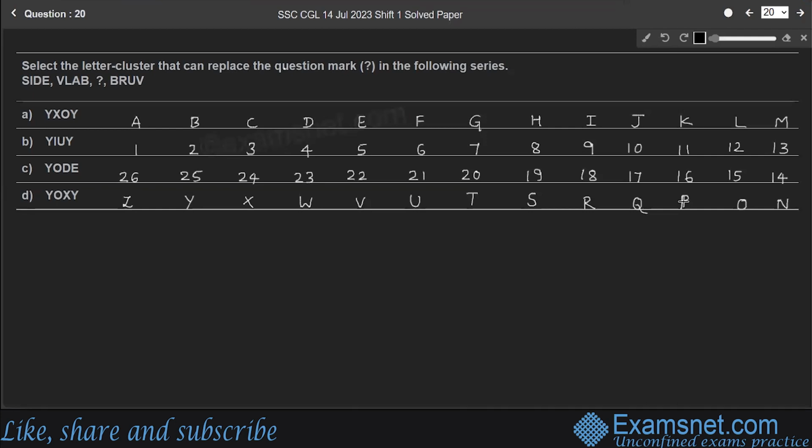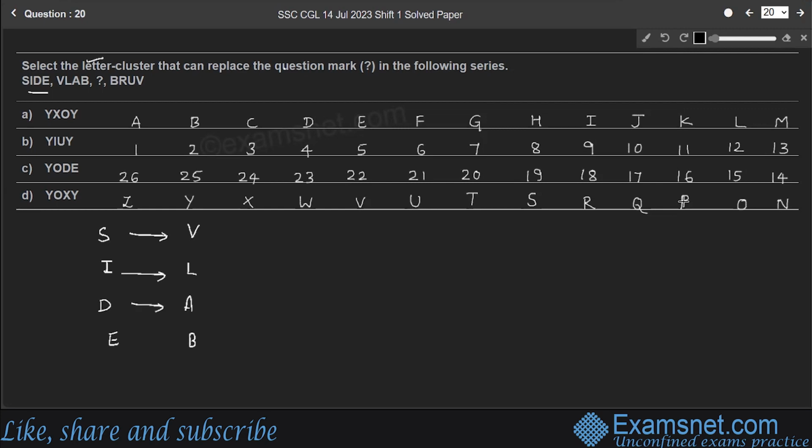Question 20. Select the letter cluster that can replace the question mark in the following series. So here the first cluster is SIDE. I'll write it like this. SIDE. And the next cluster is VLAB. Right? So how are the letters related?